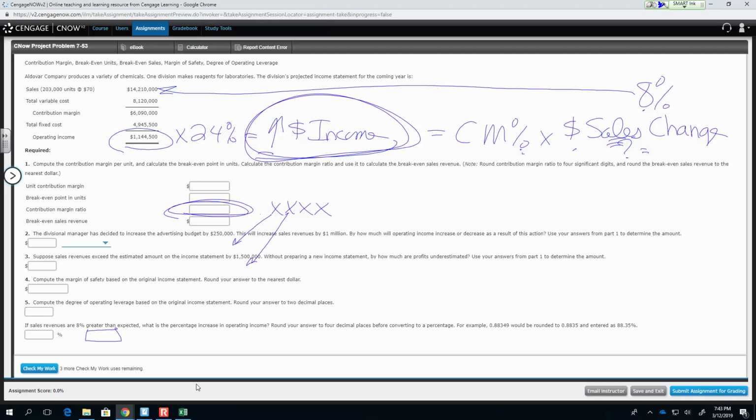Your DOL is going to be different on this problem. I forget what it was. I can't tell you anyway. Right. That's one of the questions, is it not? Yes, number 5. What is the DOL?